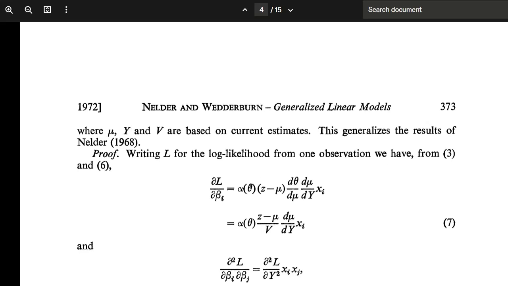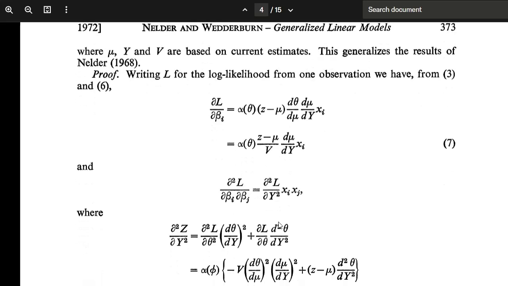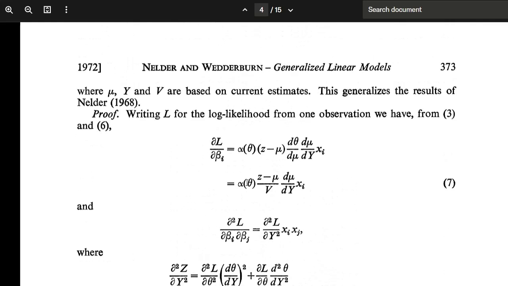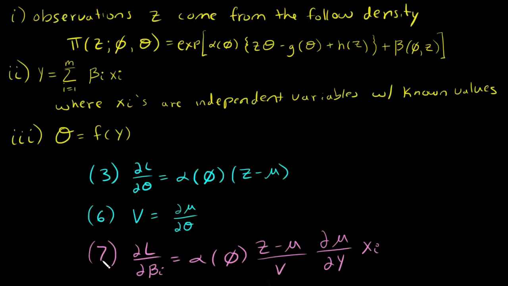Okay. Also, before I move to my Blackboard, I want to point out that this theta, I believe, is a typo. It should say phi. Okay. Alpha of phi, not alpha of theta. It is a typo that I would imagine that they later correct. So, yeah, let's go ahead and go to the Blackboard and show equation 7.